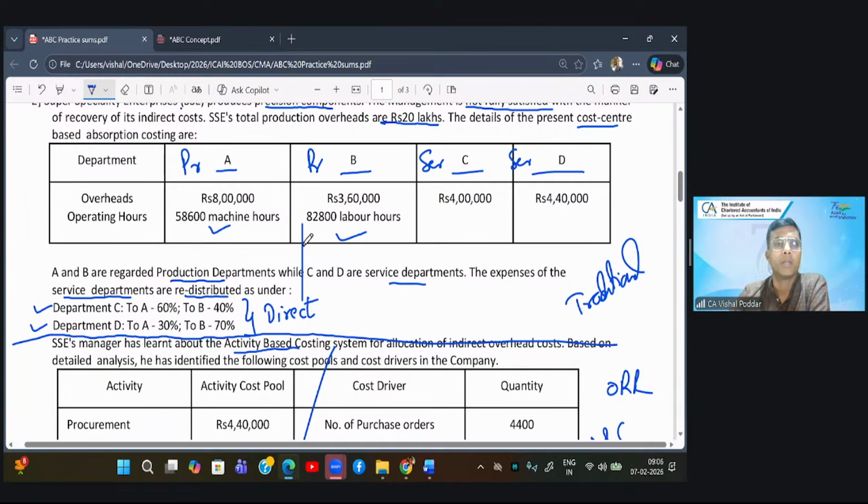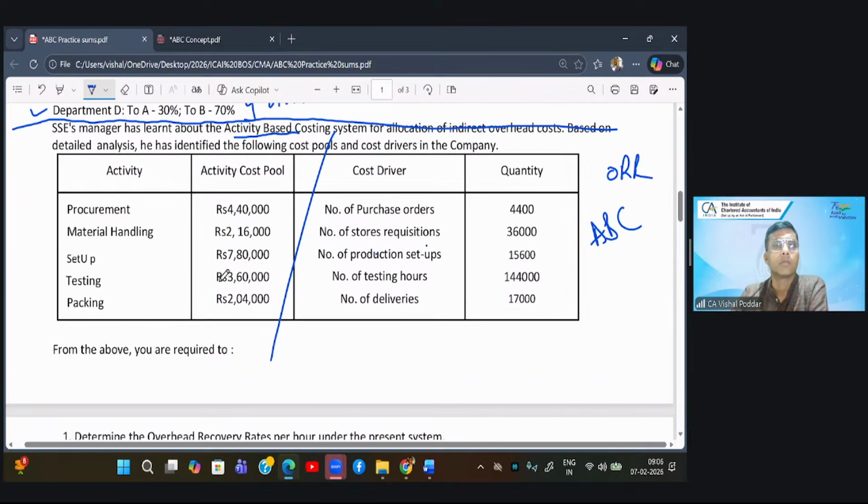Great. Then after that, you have your activity cost pools and your activity cost drivers. Simply divide them, and that will give you your activity cost driver rates, which I will read out from Maithili's answer. So the cost driver rates are: for procurement, rupees 100 per purchase order. Secondly, for material handling, it is rupees 6 per store requisition. Use correct terminology.